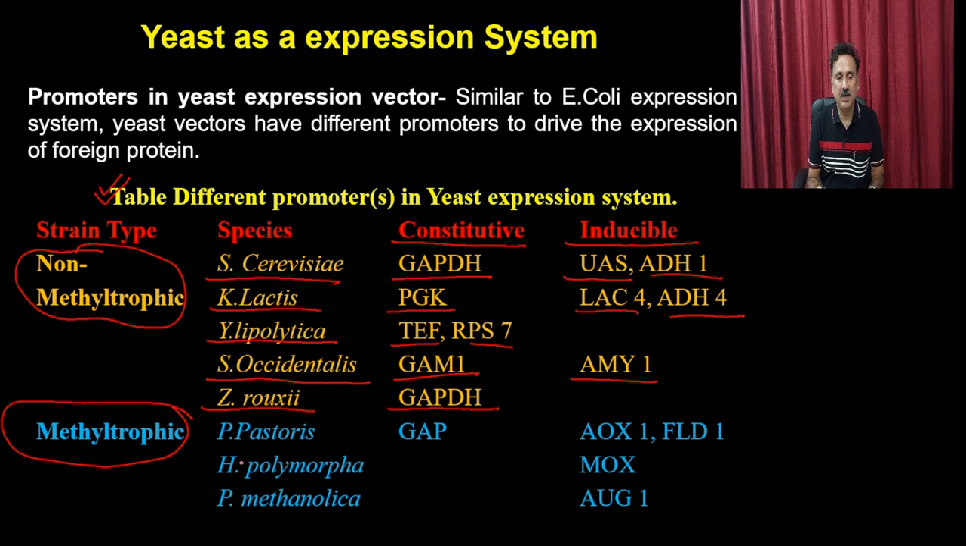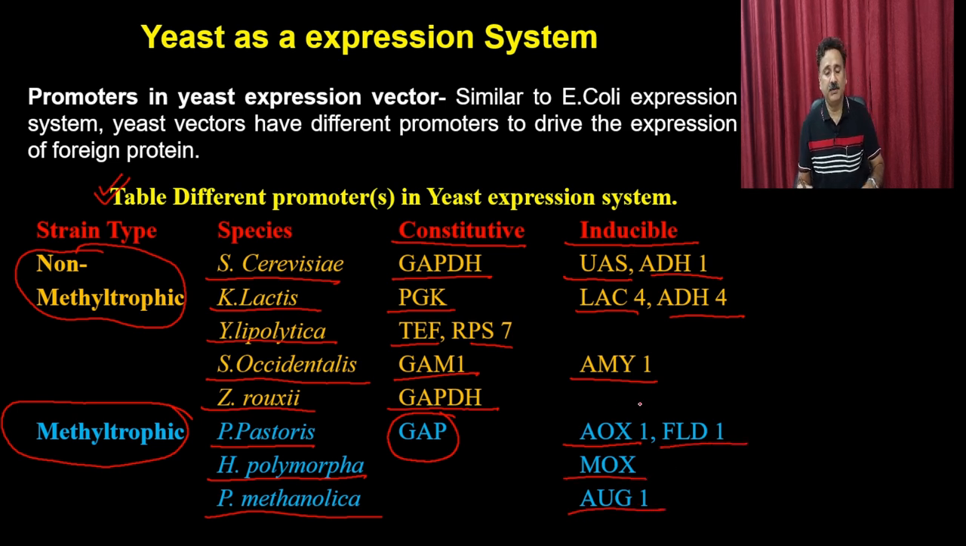Within the methylotrophic, you have three strains: Pichia pastoris, Pichia methanolica or H. polymorpha. The promoter you are going to use is GAP for the constitutive promoter, or for the inducible you can have OX1, OX2, MOX or AUG1, right. So, there is a diversity of promoters and a diversity of host strains available within yeast, and you can utilize any of these.